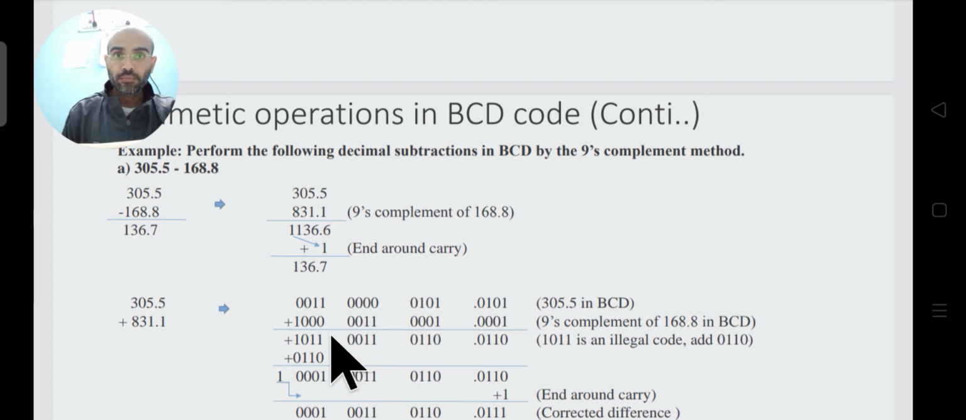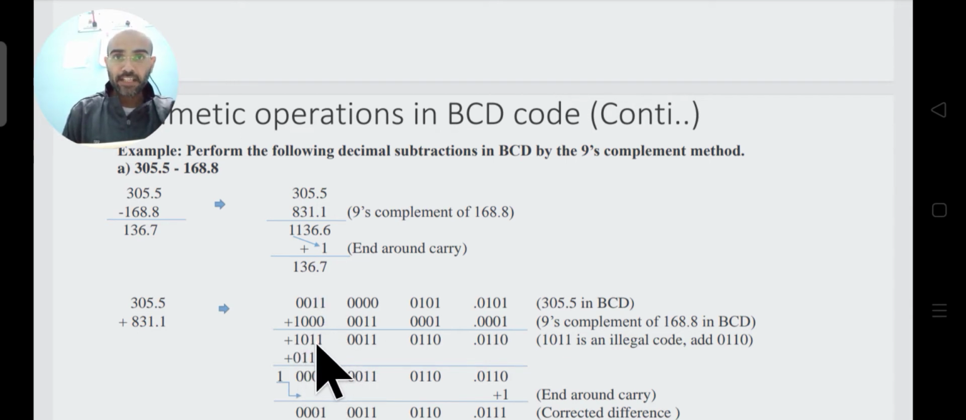Now moving on to this group, the MSB group. In the MSB group we can see that if we perform the addition, then the addition will have this illegal code. 1011 is not a legal code in BCD. If this is the case, then as I have told you, we have to add 6 to it. So we have added 6, the BCD of 6, not 6 directly. So I have added them up.